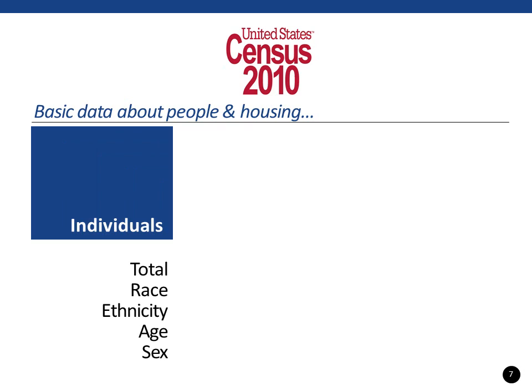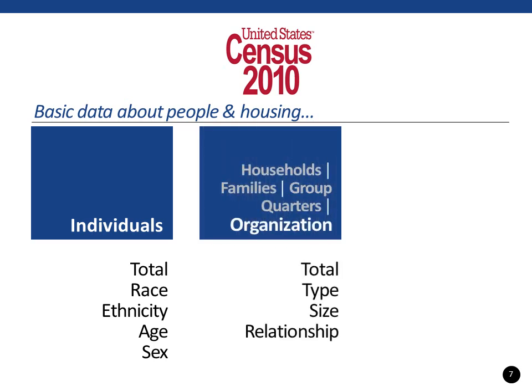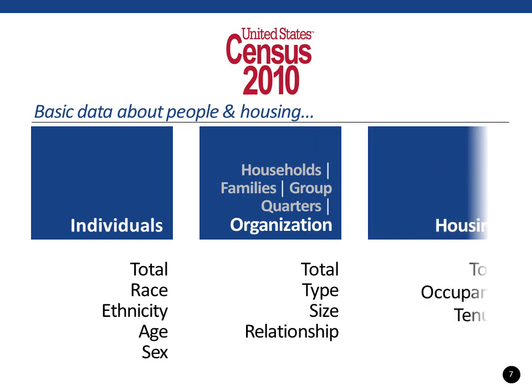The 2010 census reports data about individuals including total population, race, ethnicity, age, and sex. Information about how the population is organized in households, families, and group quarters is provided, along with housing-related information about total units, occupancy status, and habitation by owner or renter.